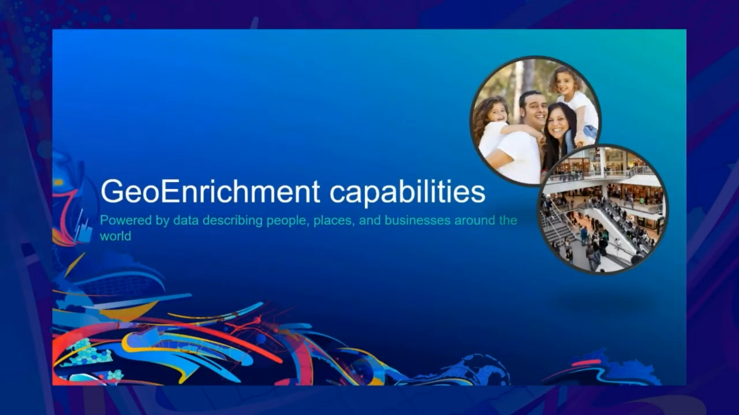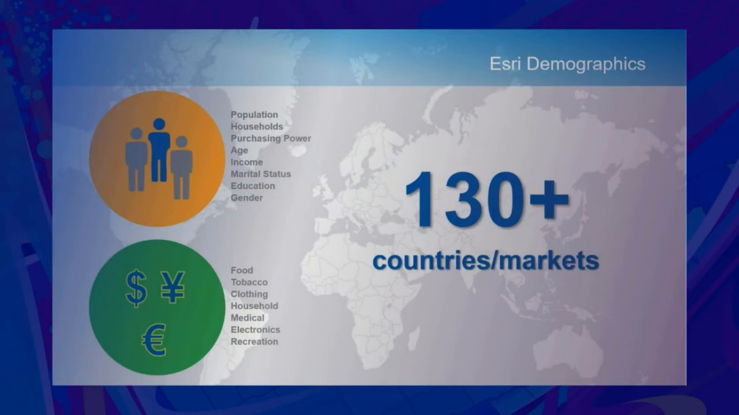GeoEnrichment, through data enrichment, reporting, and the infographics capabilities that we just covered, summarizes the predominant characteristics of people and their behaviors and businesses associated with analyzed places or geography. GeoEnrichment supports a bunch of data on people and their preferences and information about businesses. This includes Esri's demographics, which are a collection of demographic and spending data for over 130 countries. On average, there are about 100 variables for each country.